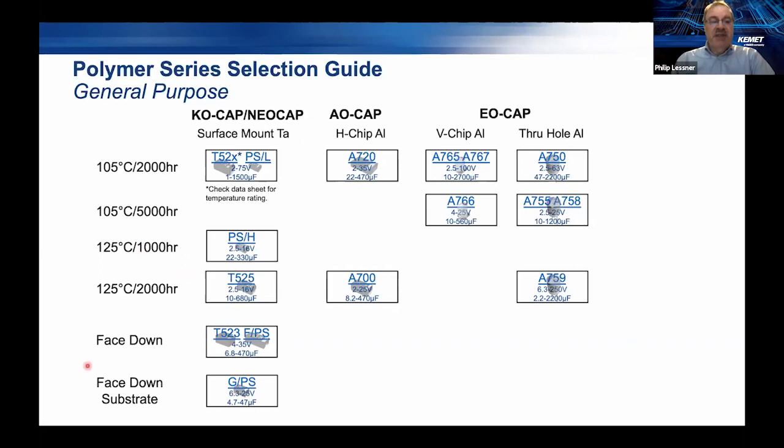We also have something called face down, which is a tantalum type surface mount series with the terminals on the bottom, and I'll cover that in a little bit more detail when I get to the roadmap section. But really the takeaway is that face down has better volumetric efficiency, which means you can fit more cap and voltage in a given package. So these tend to be higher CV ratings than the standard series.